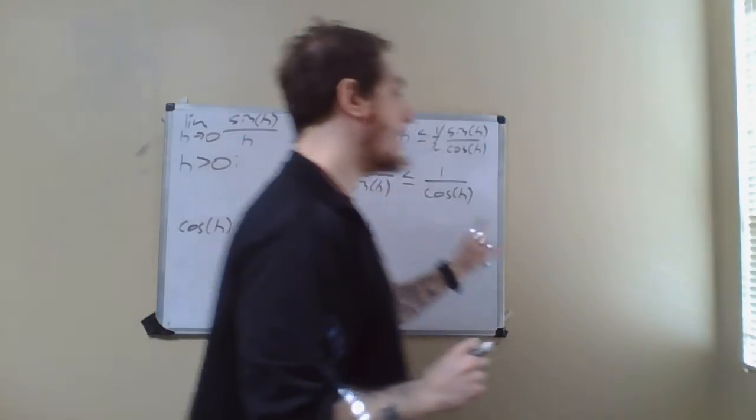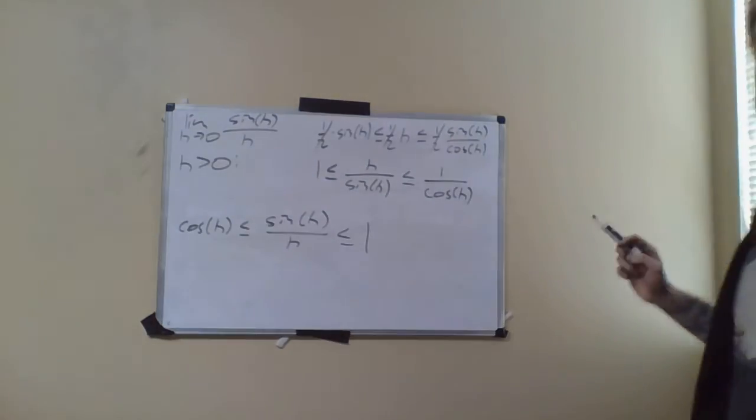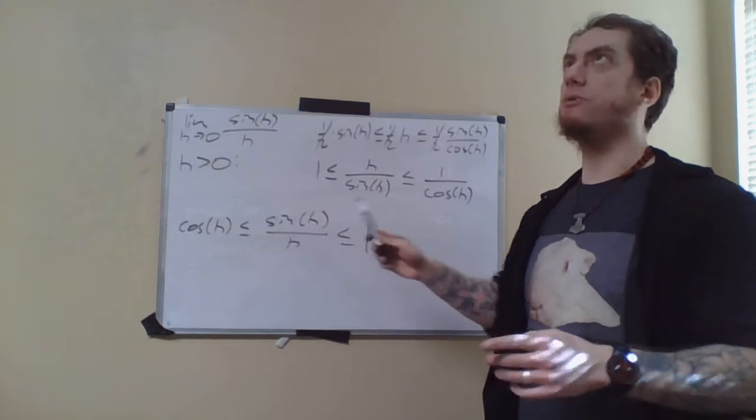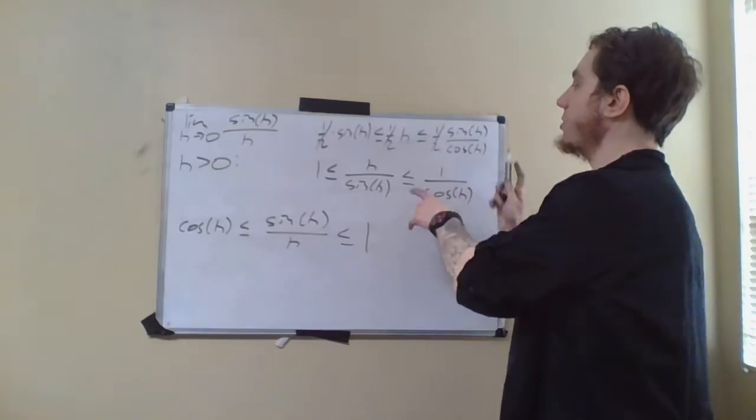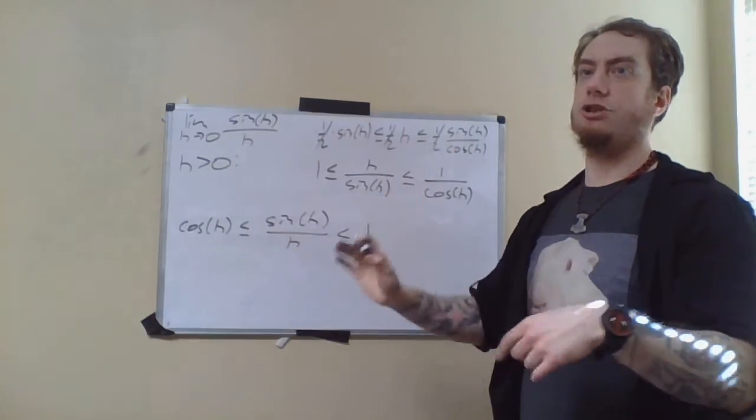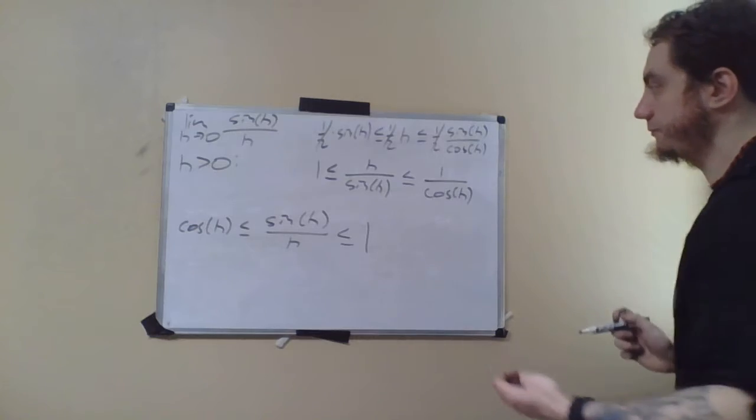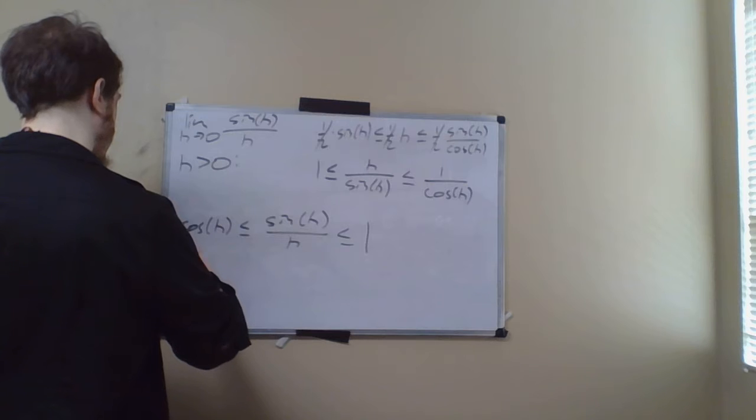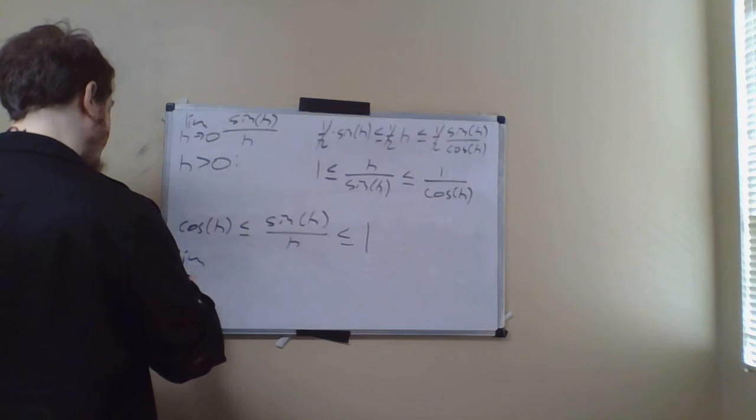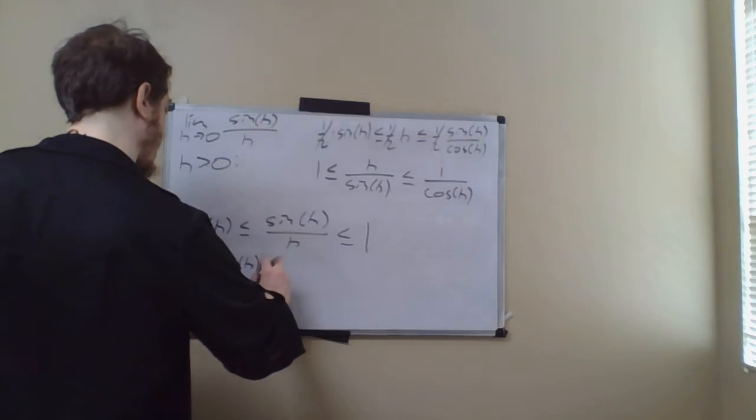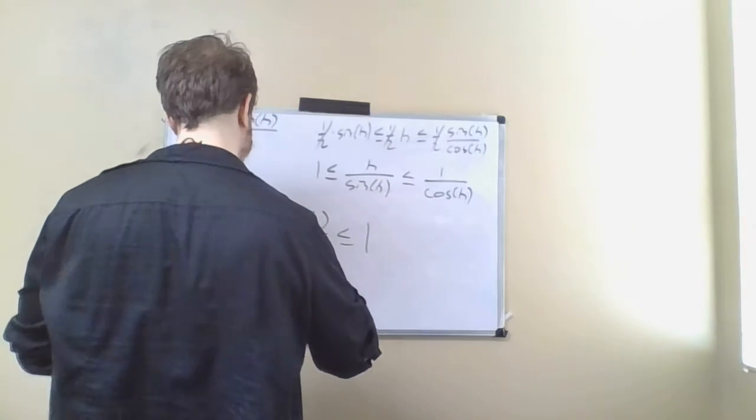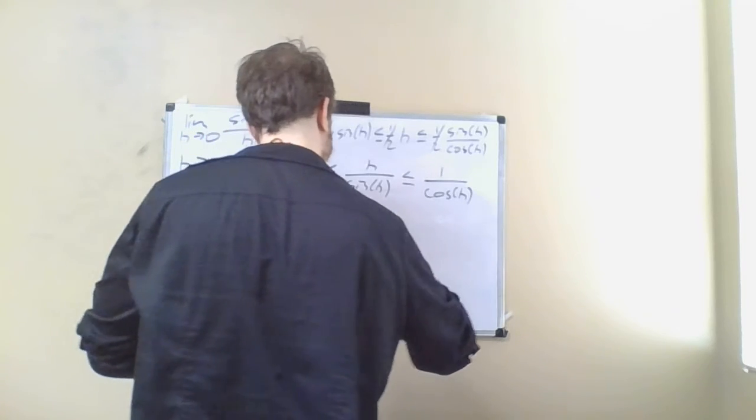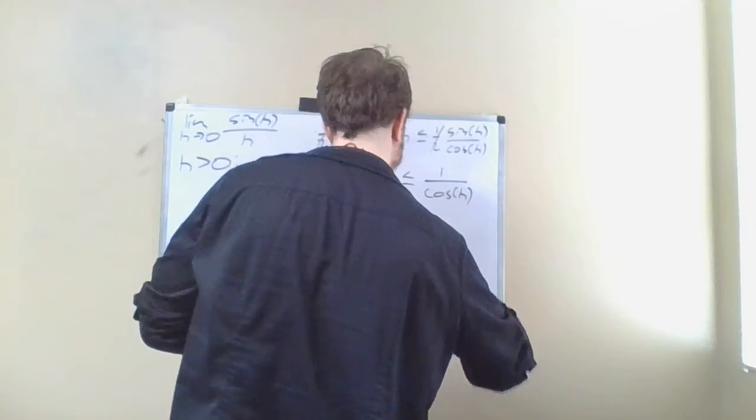So think for a moment about why I can take the reciprocals here and just flip the inequalities. It has to do with the fact that everything here is bigger than or equal to 1. So when you take the reciprocals, their sizes just get flipped around the other way. And now, what we know is that from the squeeze theorem, the limit as h goes to 0 of cosine of h is less than or equal to the limit as h goes to 0 of sine of h divided by h, which is less than or equal to the limit as h goes to 0 of 1.